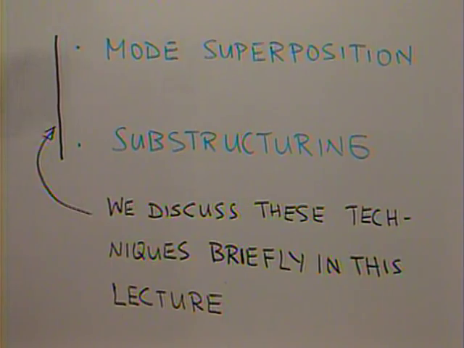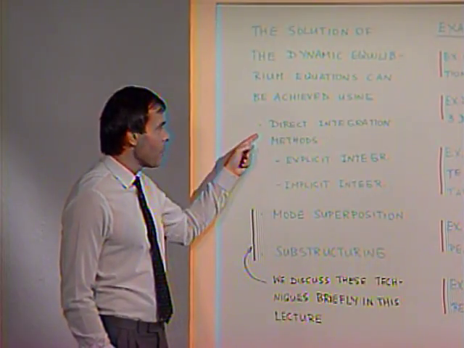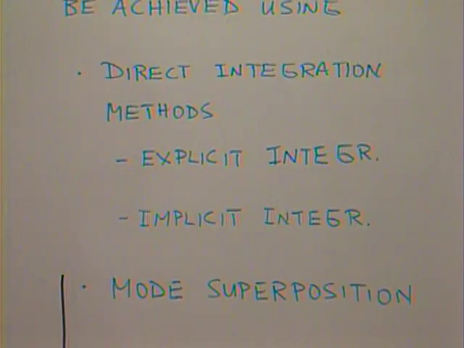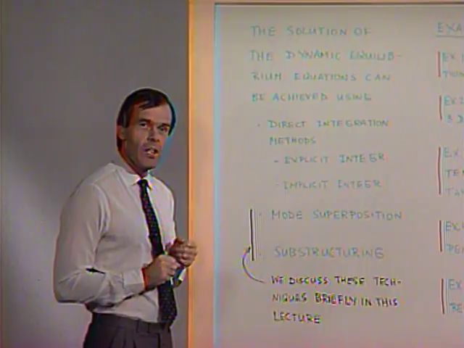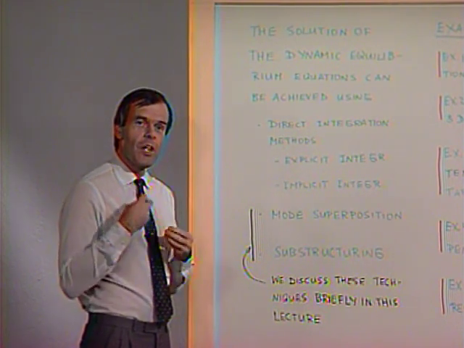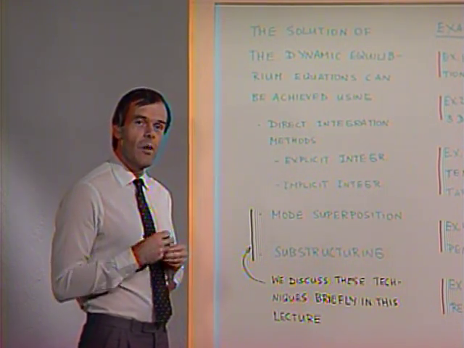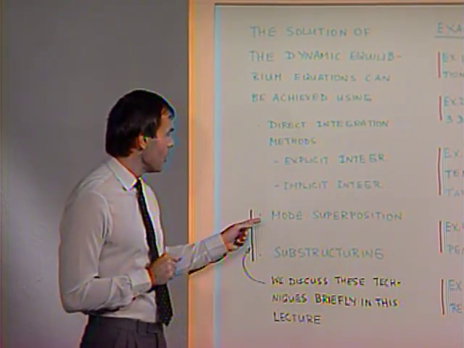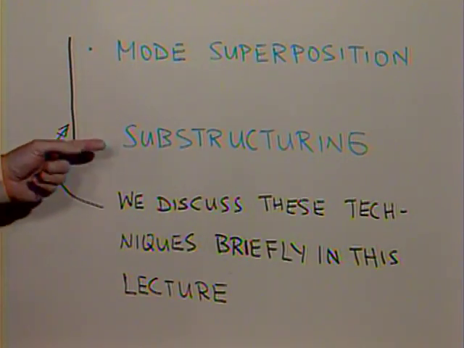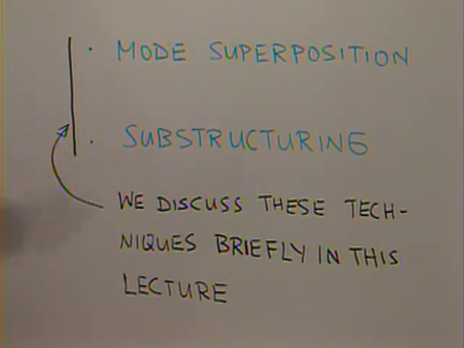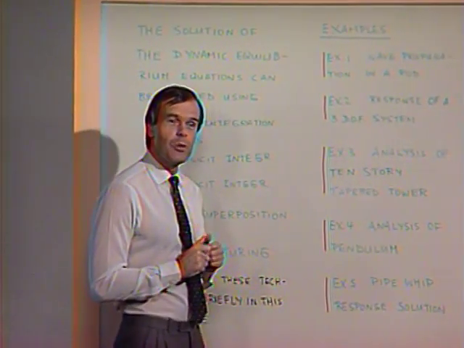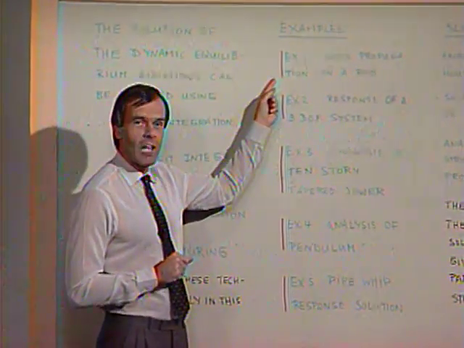We talked in the previous lecture about this type of methods, and in particular we discussed in detail an explicit integration method, namely the central difference method, and an implicit integration method, namely the trapezoidal rule. We talked about how these methods are applied, how time steps might be selected, what the restrictions of these methods are, and so on. I'd like to now, in this lecture, discuss with you the method of mode superposition and also some substructuring technique. After the discussion of these two techniques, I'd like to talk with you about some examples.